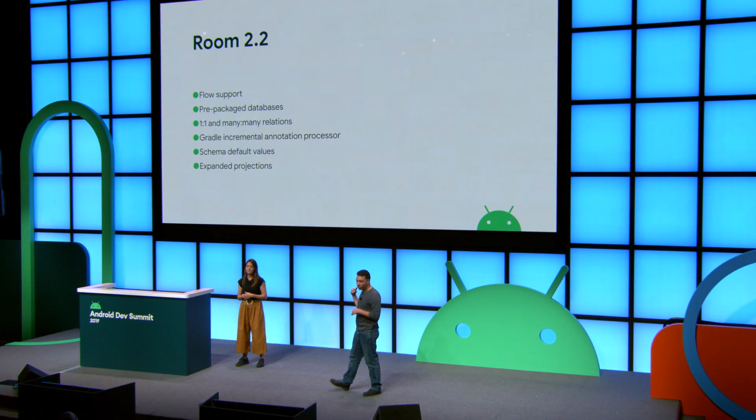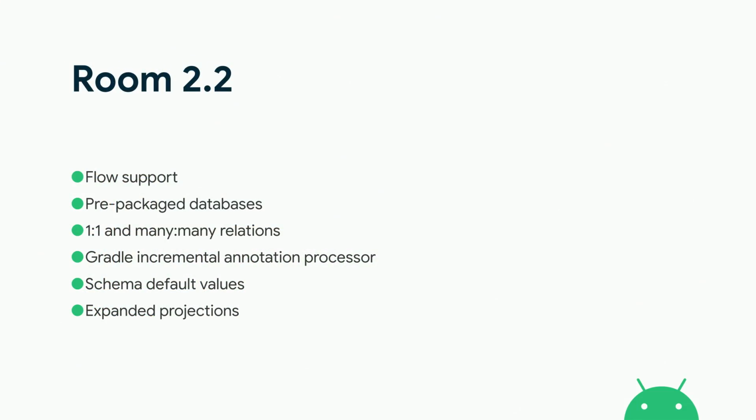So to recap, we added Flow support for Room that completes the coroutine story. You can go ahead and use Kotlin and coroutines everywhere. You can actually also replace LiveData with Flow. We feel it's a nicer API, especially because it has better error handling. Prepackaged database is a feature that's been asked for a while. You can have that too.